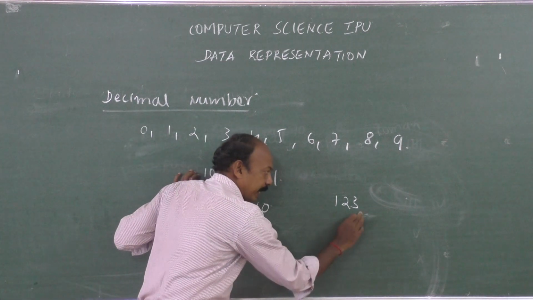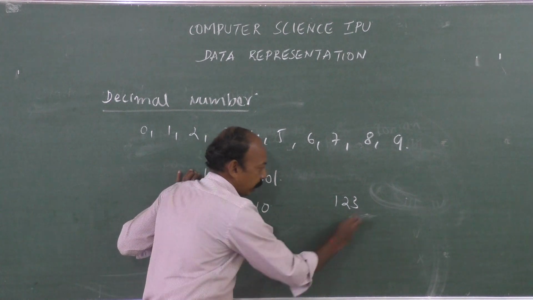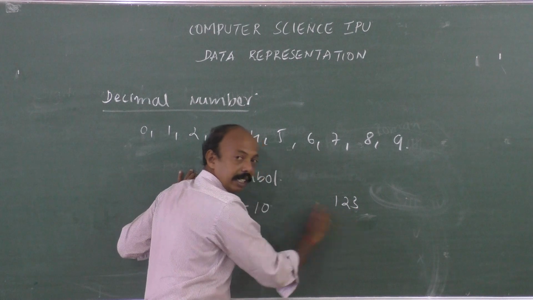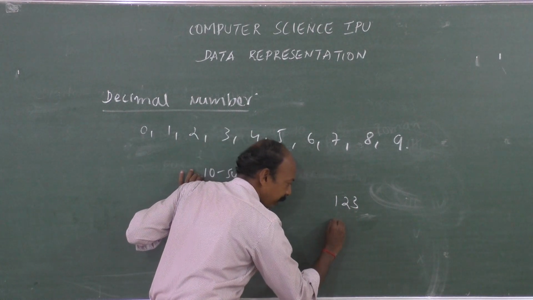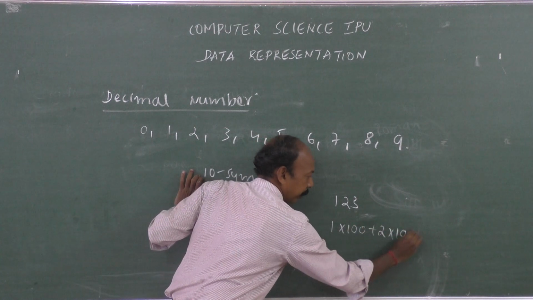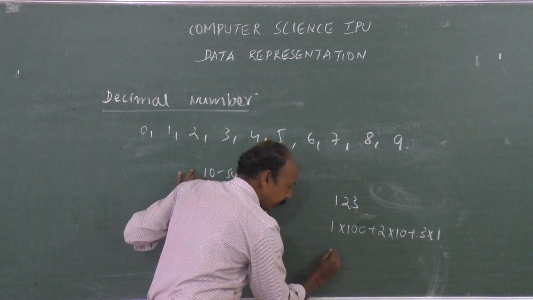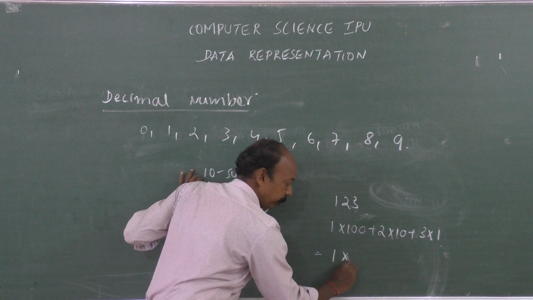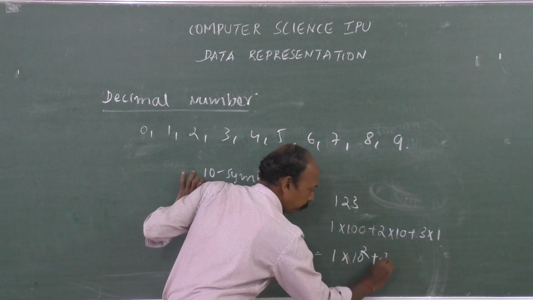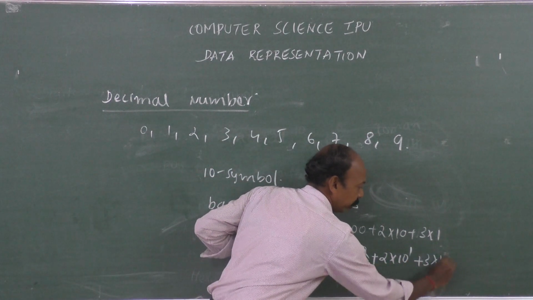Now, when we write a number like this, what is the meaning of this? Here, the positions are units, tens, hundreds. So we can write the same as 1 into 100, 2 into 10, plus 3 into 1. Which could again be written as 1 into 10 to the power 2, plus 2 into 10 to the power 1, plus 3 into 10 to the power 0.